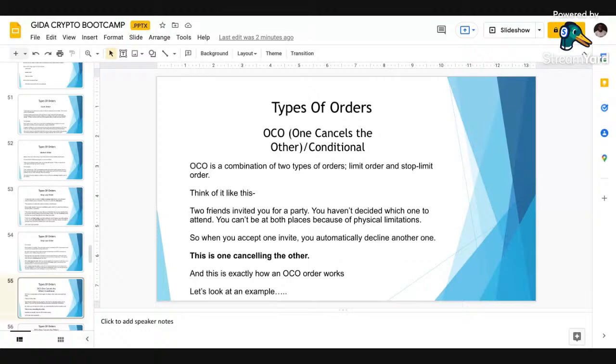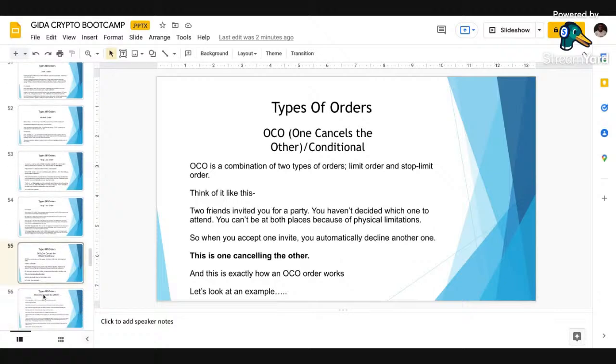One cancels the other. If one condition happens, the next one is cancelled. If the other one happens, the first one is cancelled. This is one cancelling the other. Do you understand? This is exactly how OCO order works. Let's look at an example so you can get it. Remember, it's the concept that I want you to get. Application can only be well understood when you practice it in real time. We're going to practice this in real time. If not today, tomorrow, we're going to dedicate it to practicals.